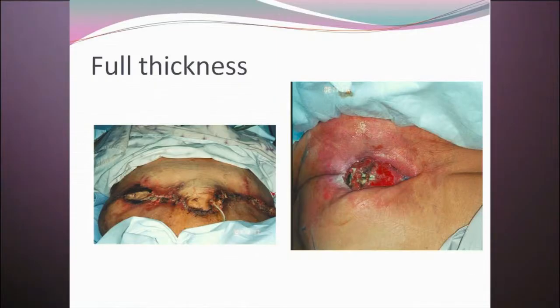But you can see in the picture on your right, you've actually got full thickness damage, you've got exposed subcutaneous tissue, and also as you look at this wound, there is some exposed bone in the base of the wound as well. So, other examples of full thickness.